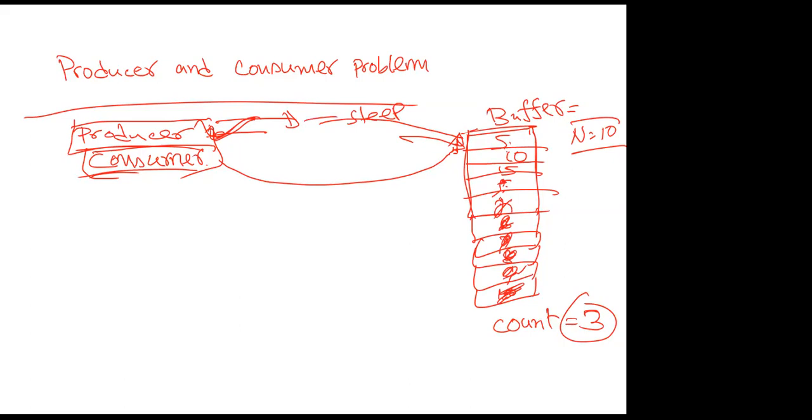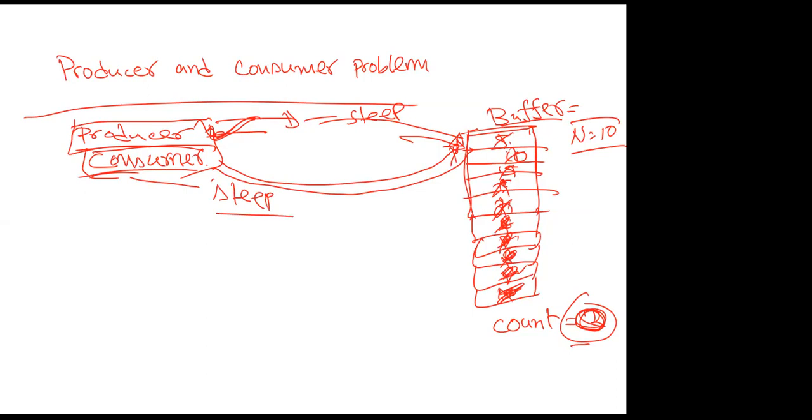Similarly, what will the consumer process do? The consumer process will remove a number from this buffer. If it is scheduled for a long time, your consumer process will remove all of these numbers, and as it removes numbers, your count value will also decrease, till 0. Once the count is 0, there is no number to delete from this buffer. At that time the consumer process will go into sleep mode.